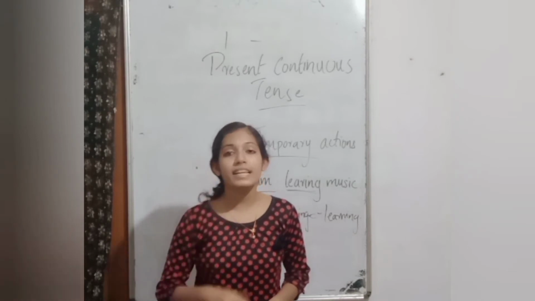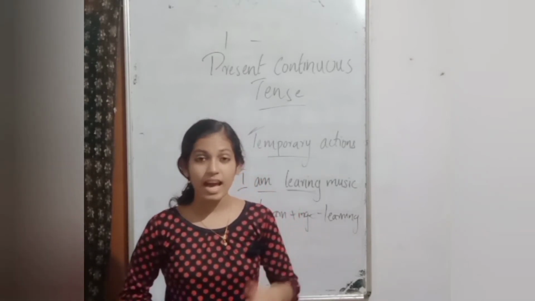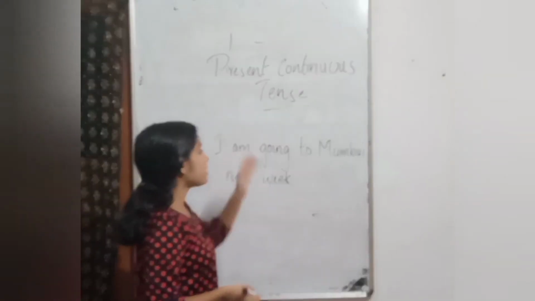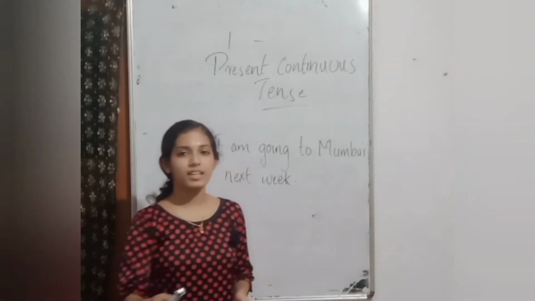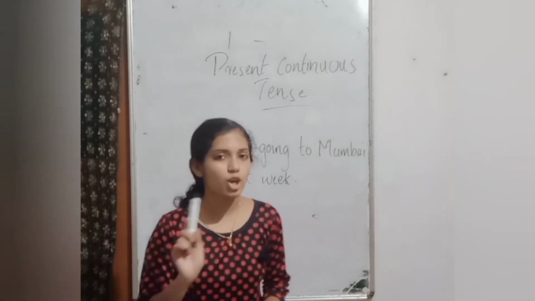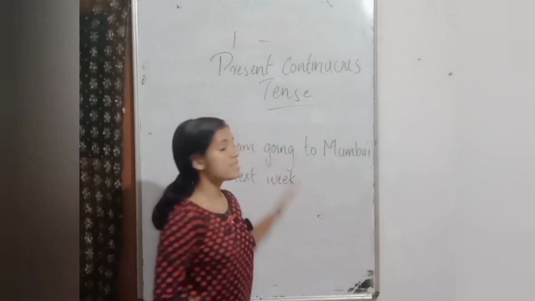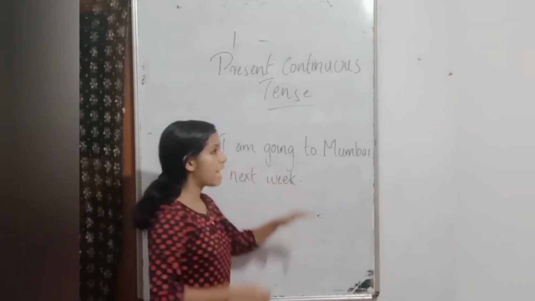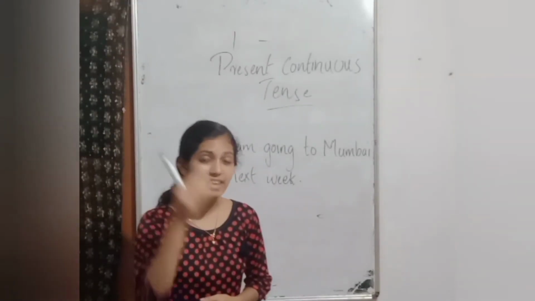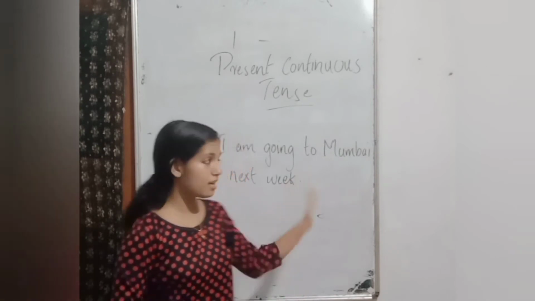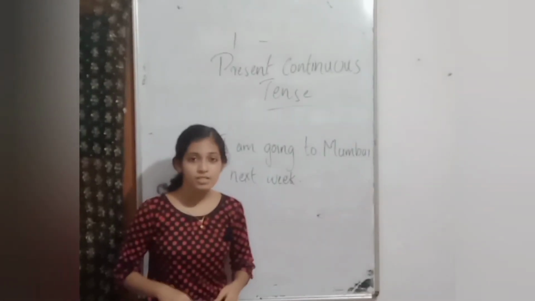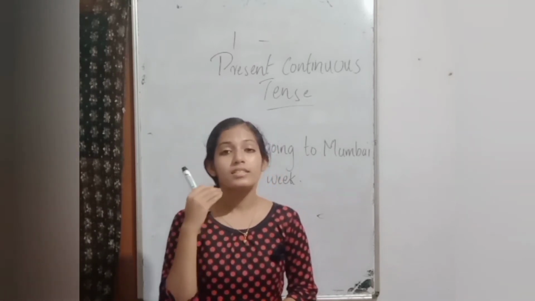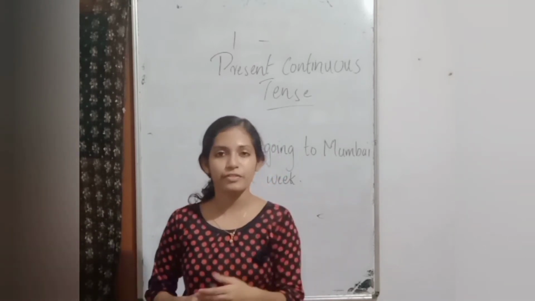I'm going to Delhi next week. I am going to Mumbai tomorrow. In this sentence, I am going to Mumbai next week. Am I going now? No, I am not going now. It is not the action which is going on at the time of speaking. It talks about the action which is going to happen in the nearest future. So, present continuous tense is also used to show actions which are going to take place at the nearest future.